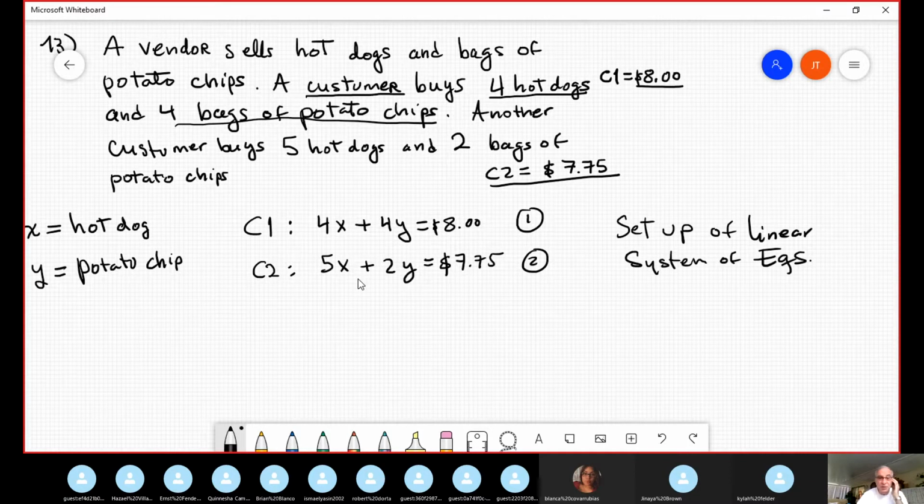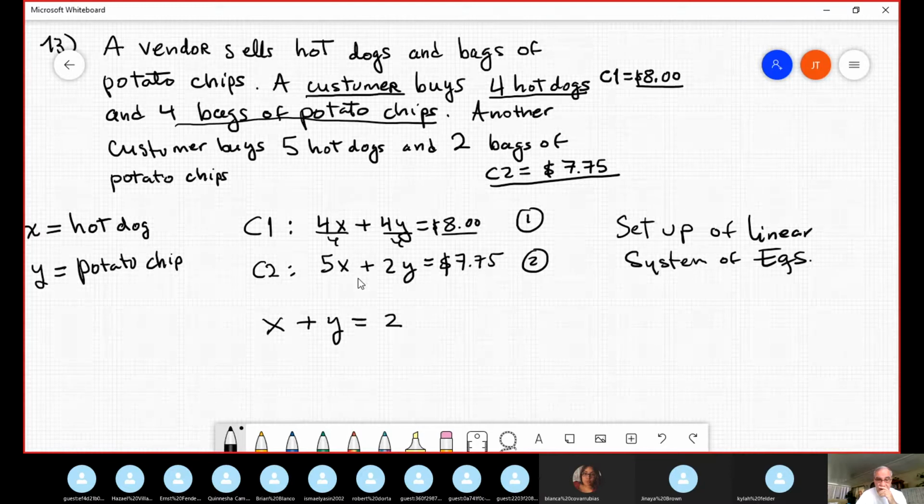I can see the equation number 1, I can divide it by 4. Because 4 and 8, you can divide by 4, no? So I reduce the equation number 1 like that. x plus y equals 2. Because you divide by 4 here, divided by 4 here, divided by 4 here, no? 8 divided by 4 is 2. Now this is my super easy equation number 1. Professor, should I put $0.00? You can if you want, but I don't like it. Because I suppose that 2 is dollars.